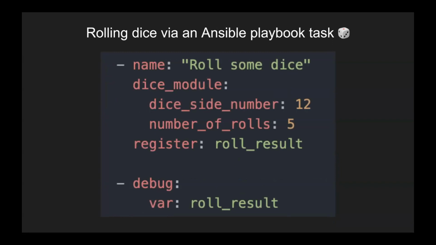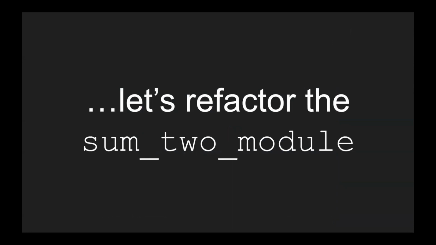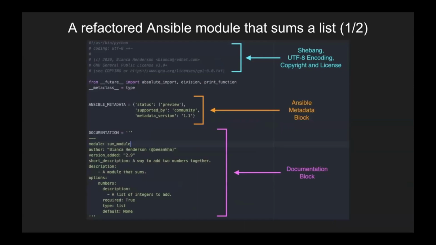That's very similar to the one before with the adding. But before we run this, we're going to go back and refactor that first module to take a list, because I can't just roll 2 dice every time and then add them. I want a flexible way to roll dice and then add the total together and show me what it is.